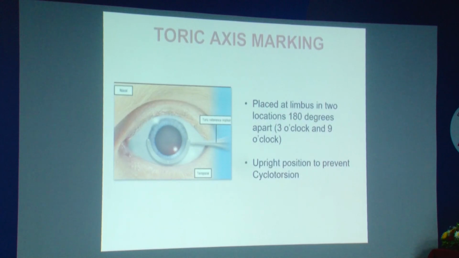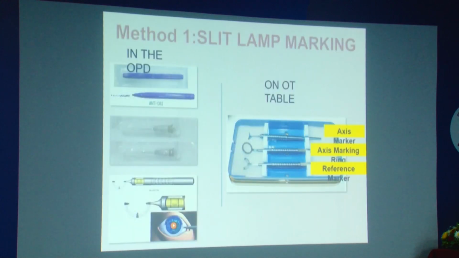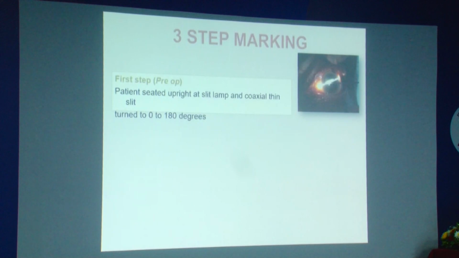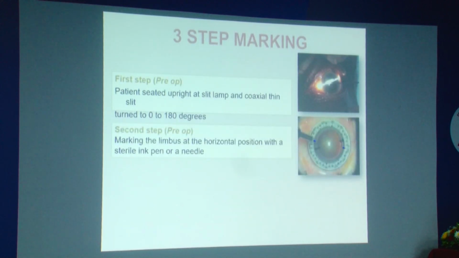Coming to the intraoperative considerations, the toric marking is something which is very important. You can either do a freehand marking using various markers available, making the patient sit in a vertical position so that there is no cyclotorsion. Various markers are available, and I'm sure all of us have been using these. There is a slit lamp method of marking where the slit lamp beam is oriented to the 0-180 and a marking can be made with a pen.